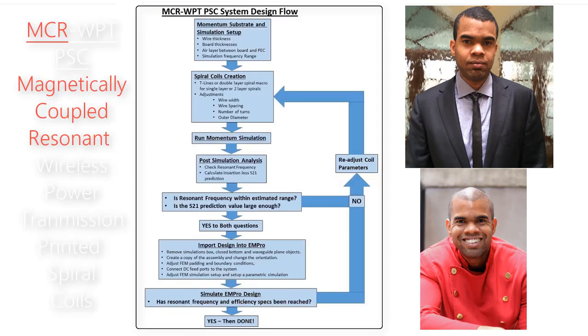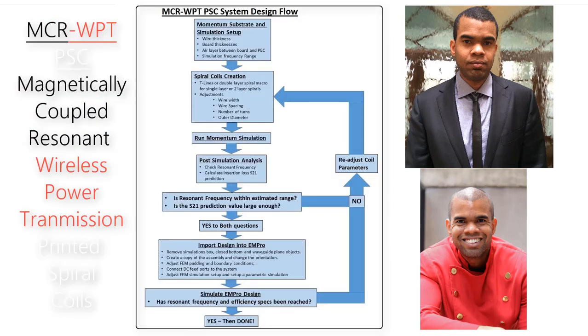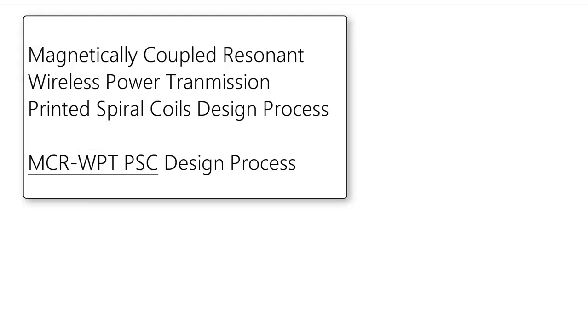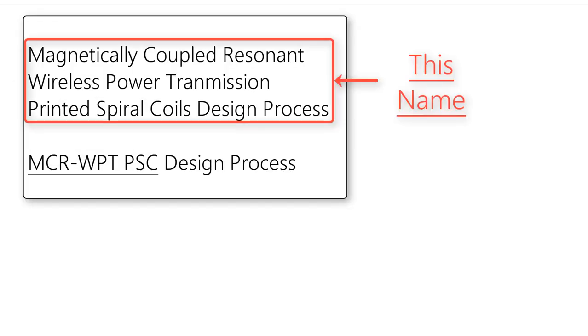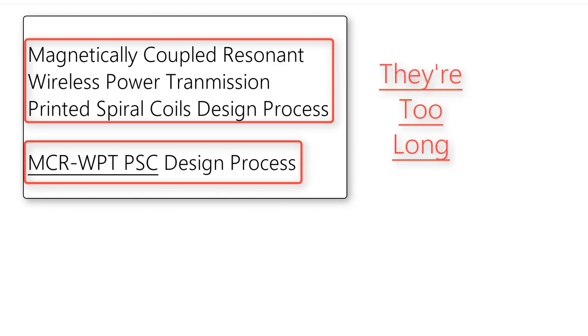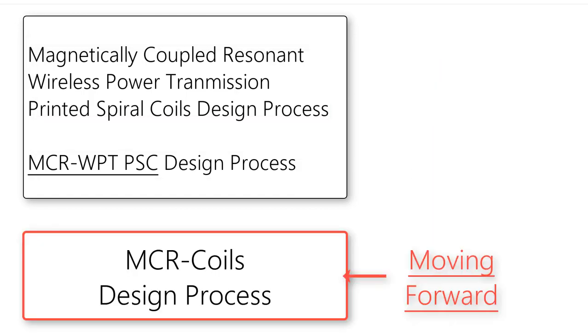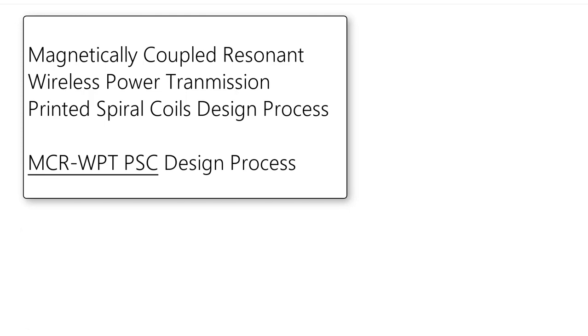Part 2 of the step-by-step walkthrough of the magnetically coupled resonant wireless power transmission printed spiral coil design process used in the design of our coils for cell phones. As stated in the beginning of the previous video, that name and its acronym are too long to be used in this video, so we will shorten it to the MCR coil design process moving forward. Alright, let's get back to the video.